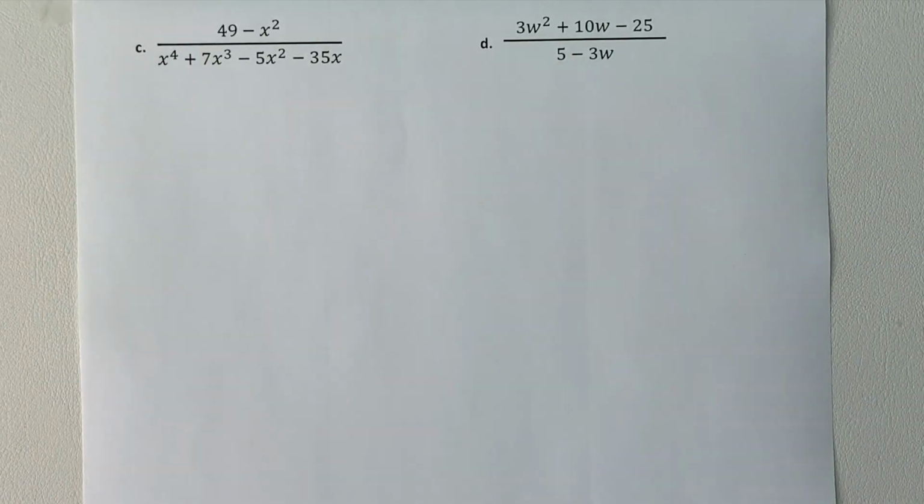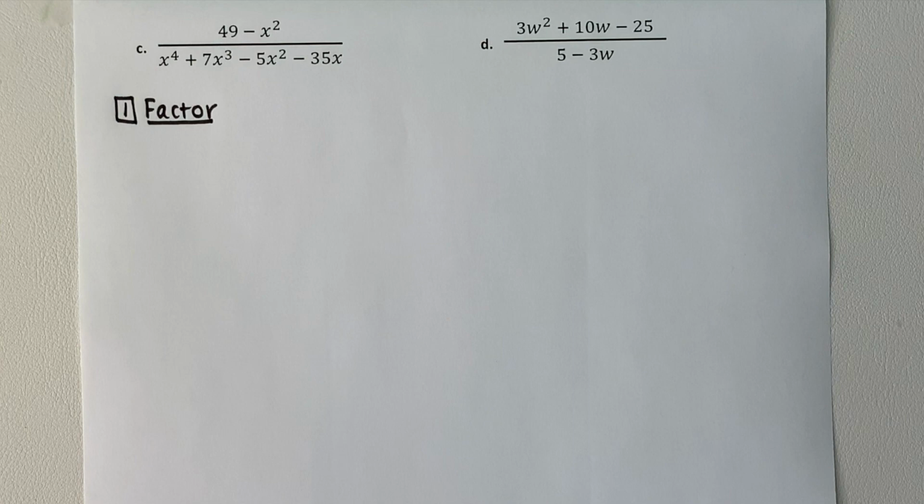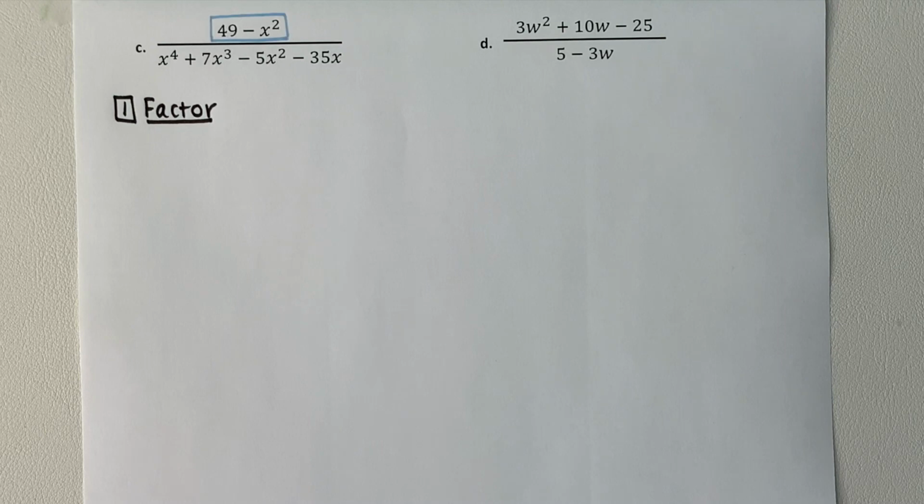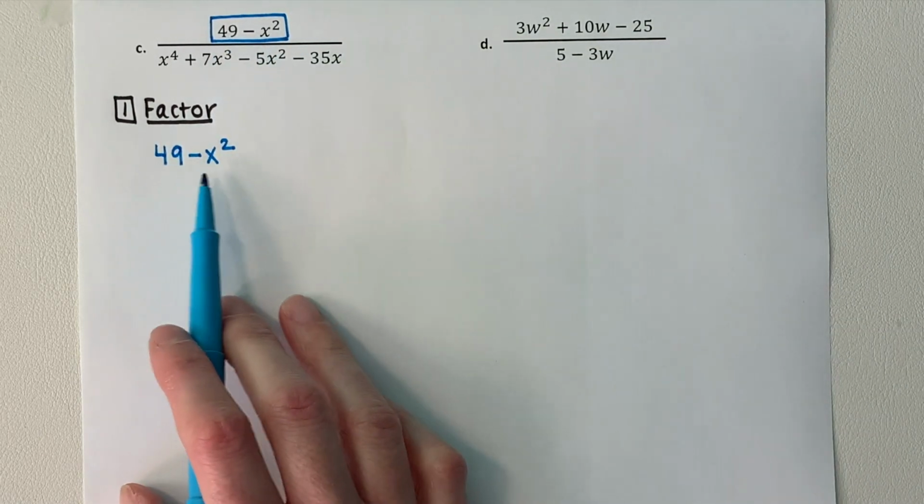So for problem C here, step 1 for simplifying is to factor the numerator and the denominator completely. Let's first factor the numerator. I've copied the numerator down right here.